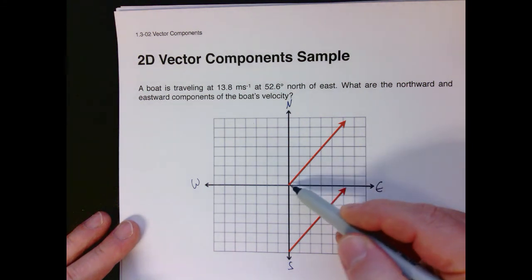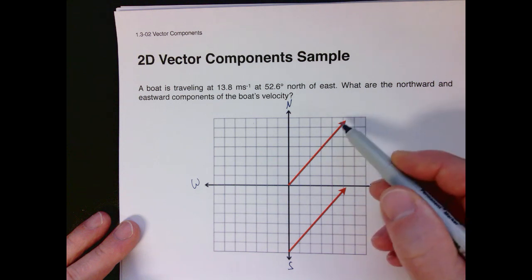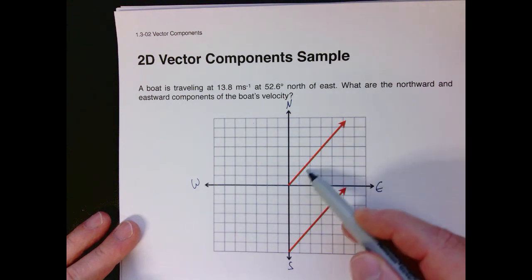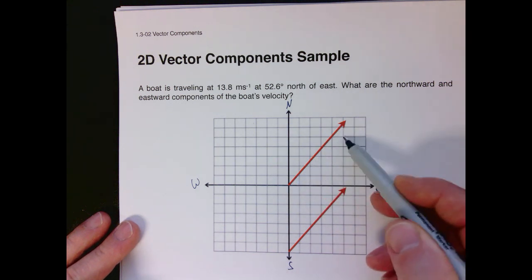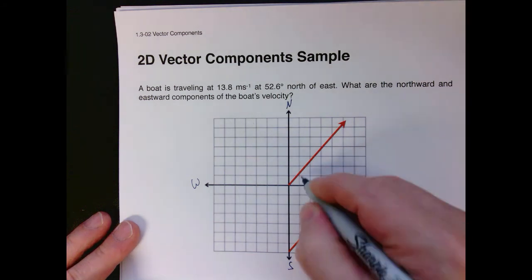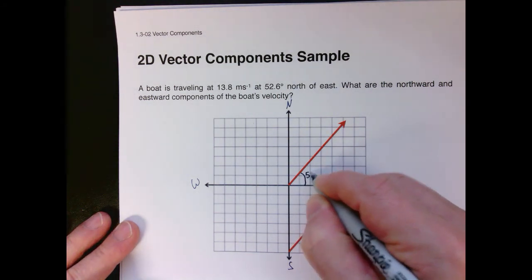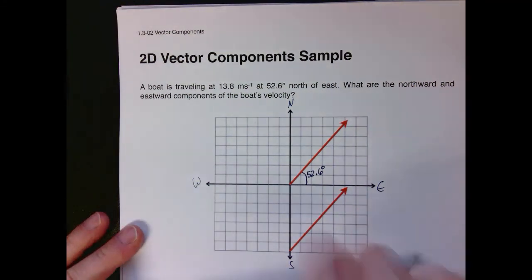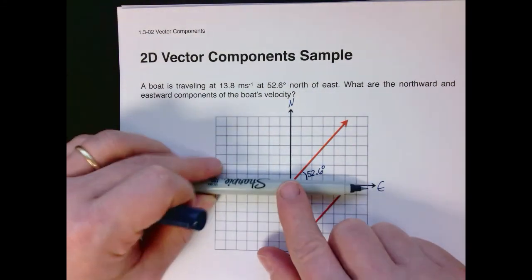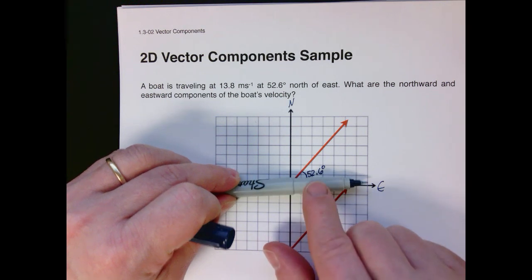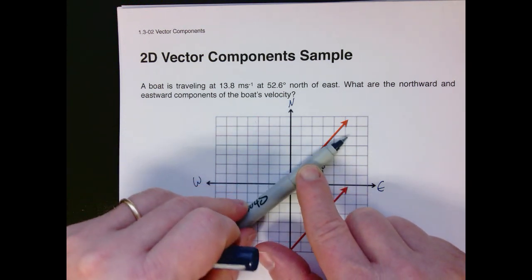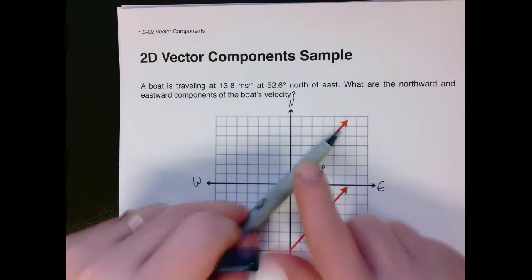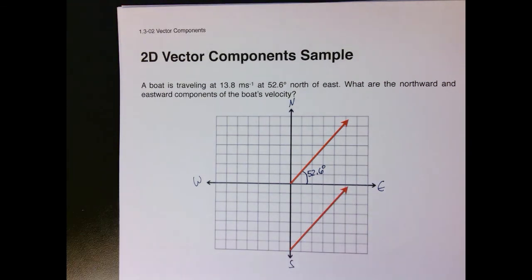So here we have a boat at 52.6 degrees north of east. Now if you notice, a 45 would be right across the diagonal, so the angle's a little bit more. And we see then that this angle is 52.6 degrees north of east. North of east, again, we said before, this is east, so I would swing my angle 52 degrees toward the north. So that's the north of east.